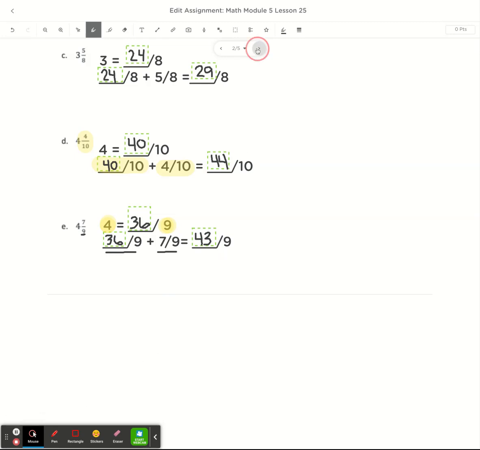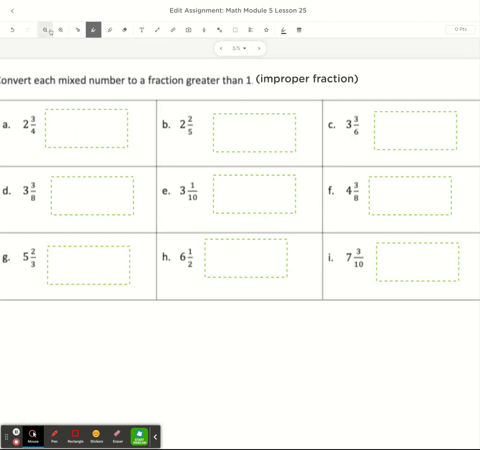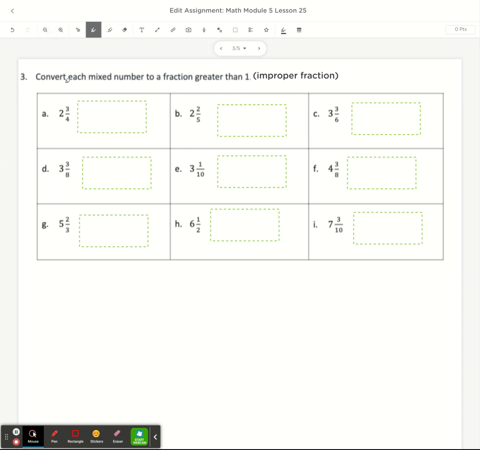Once we move on to slide 3, you'll see this chart right here, and we're still going to be converting from a mixed number to an improper fraction. The only difference is that now on this chart, it's not really written out for you. Because I know a lot of you guys can do this in your head, and if you can do this in your head, that is awesome. You do not have to show me your work here. Here you just have to show me your answer.